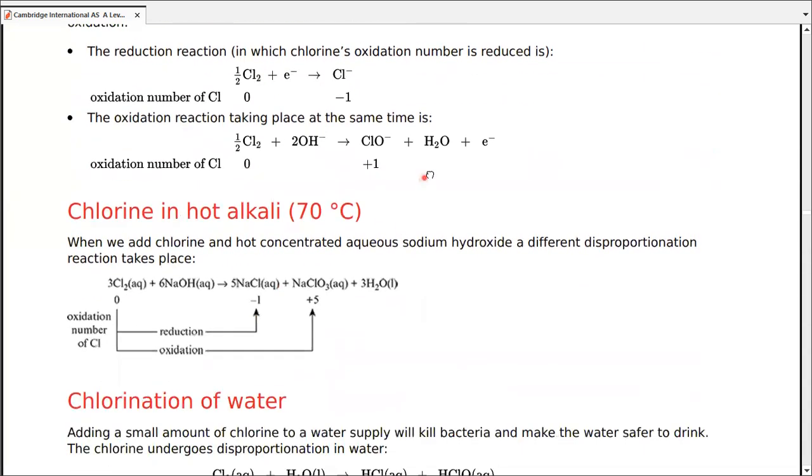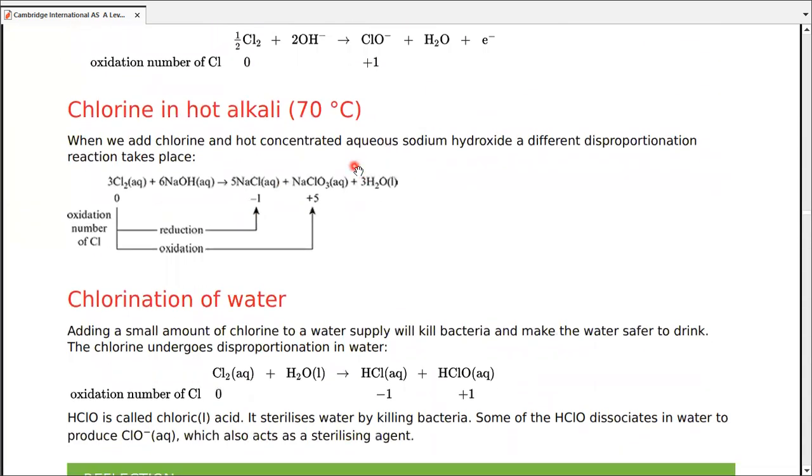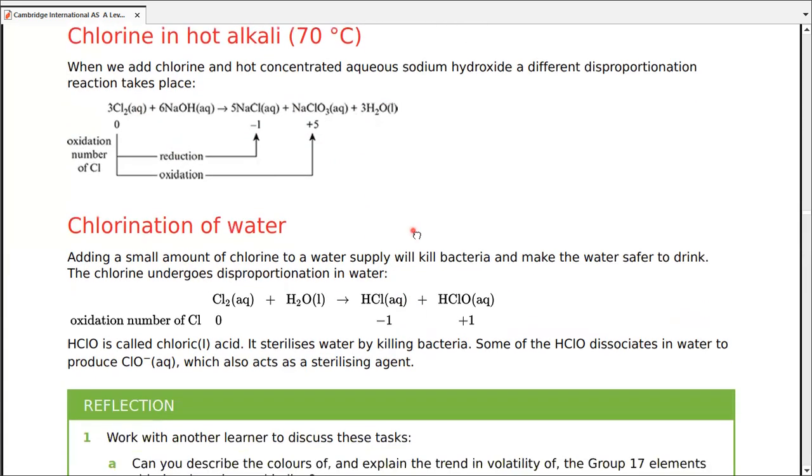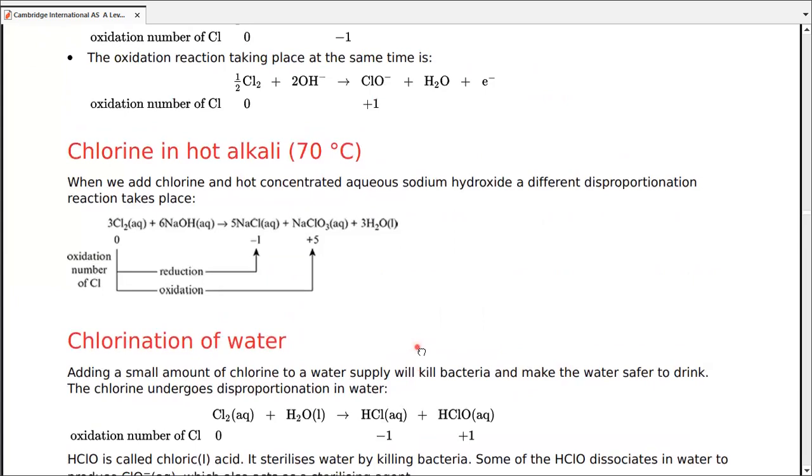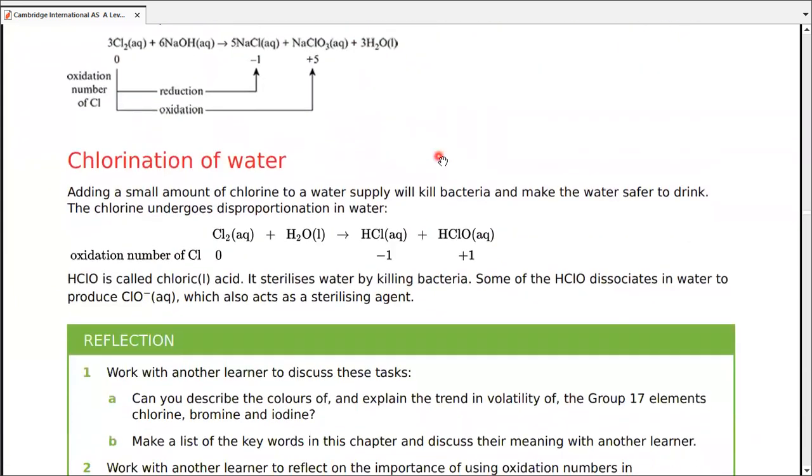However, for a different set of conditions, chlorine in hot alkali at 70 degrees centigrade, hot concentrated aqueous sodium hydroxide solution, can produce something different. Instead of NaClO, you can see NaClO3 forming. This time chlorine is disproportionating in two ways, from 0 to -1 and 0 to +5. So you get an idea what can form. This is a more appropriate explanation of the previous disproportionation reaction.